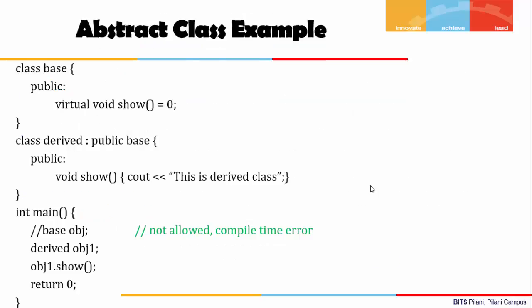Let's see one example. Here the base class is an abstract class where virtual void show() = 0 means the pure virtual function show is there. So it is an abstract class, and we should not create any object of the base class. Also, the pure virtual function must be defined outside the class definition. If you define it inside, the compiler will give an error. Inline pure virtual function is illegal.